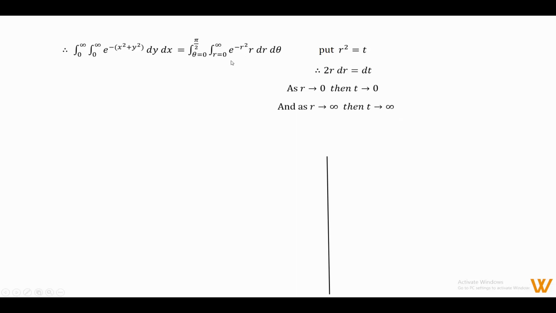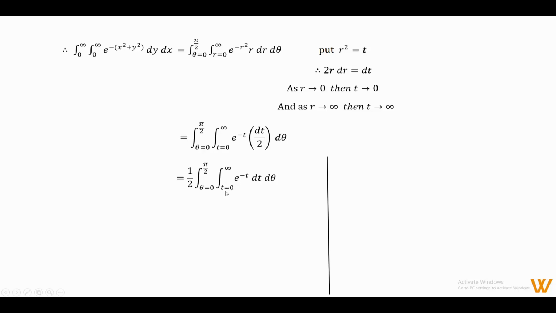So the limit is the same. Therefore it is equal to integration, limit theta varies from 0 to pi by 2. Next integration, limit t varies from 0 to infinity. Convert in terms of t. e raised to minus of r square is t, so minus t. r dr is dt upon 2, into d theta. Now write down 1/2 as a constant out of both integrations. So 1/2 integration, limit theta varies from 0 to pi by 2.